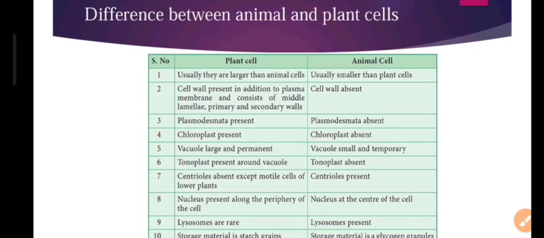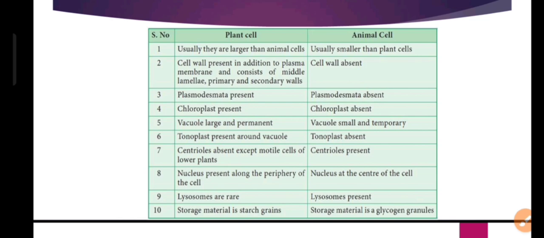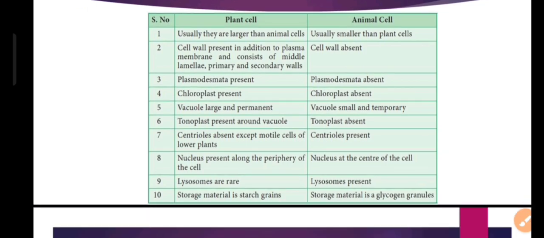And then in the plant cell, lysosomes are rare, but in the animal cell, lysosomes are present. And then in the plant cell, storage material is in the form of starch grains, but in animal cells, glycogen granules. Okay, this is the difference between the plant cell and the animal cell.